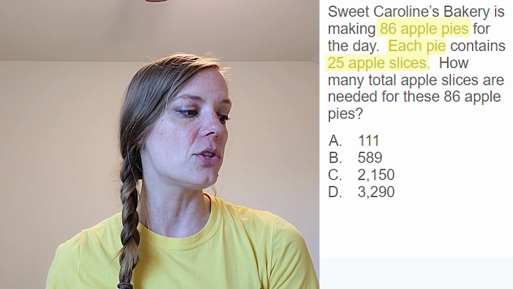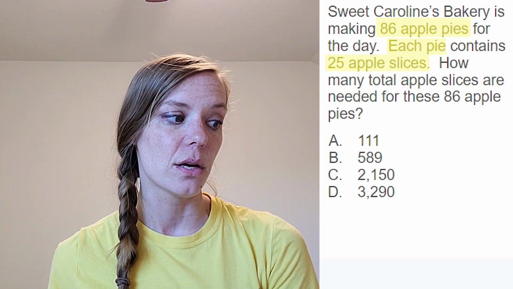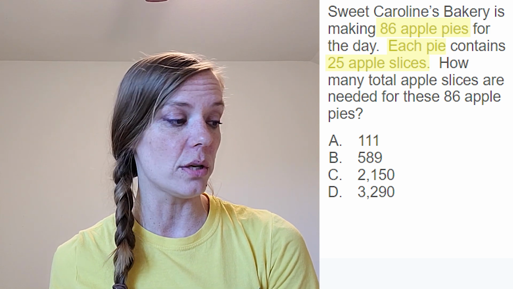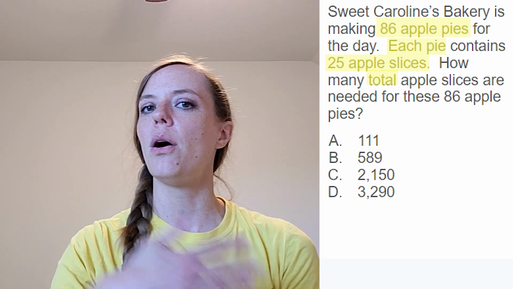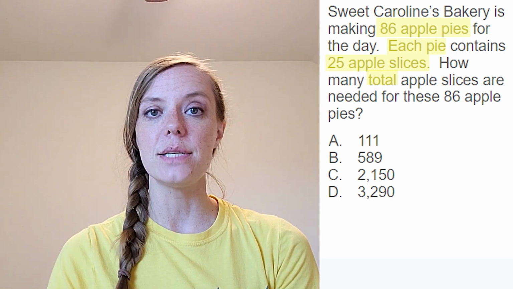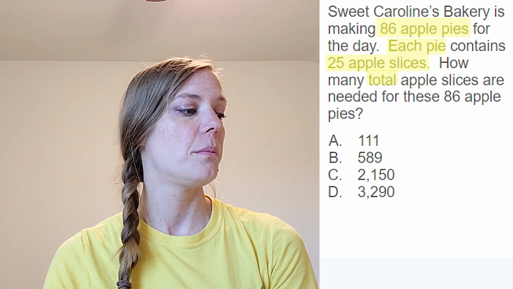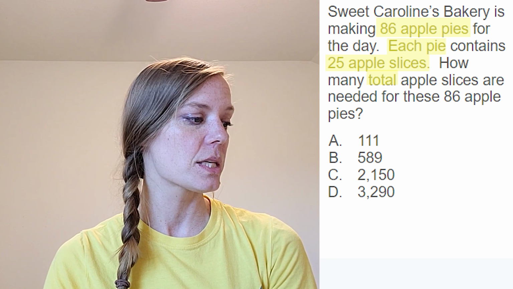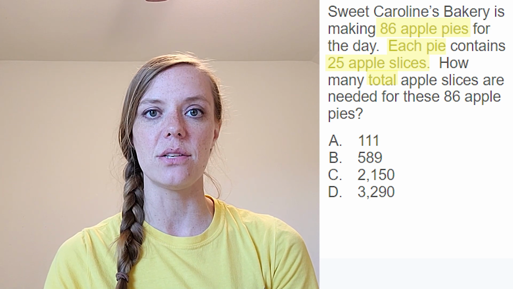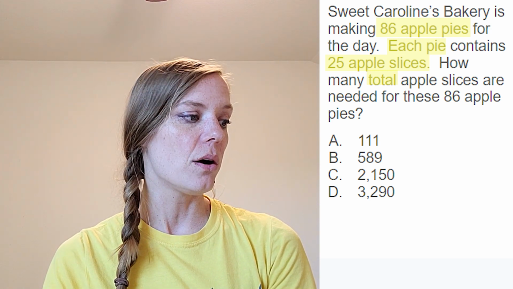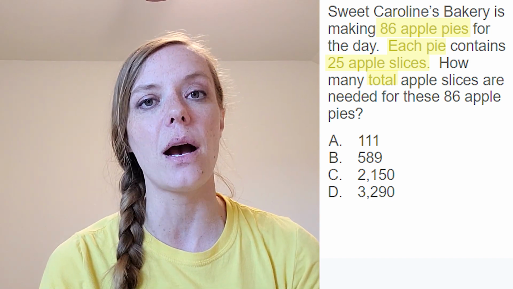Okay, then it says how many total apple slices are needed for these 86 apple pies. So I feel like the word total is going to help me. So I know I don't just want one pie, I want all the pies. And now I can take a look at the answer choices. So I have A is 111, B is 589, C is 2,150, and D is 3,290.